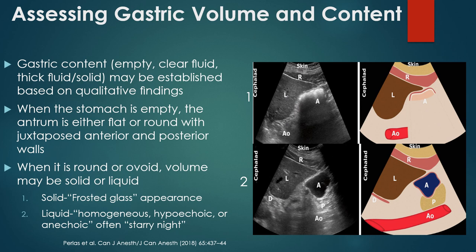So in assessing gastric volume and content, you can have empty, clear liquid, thick fluid, or solid. That can be established based on qualitative findings. With the stomach empty, the antrum's either flat or round with the juxtaposed anterior and posterior walls, like a bullseye. Sometimes the content can be solid or liquid. If it's solid, you get a frosted glass appearance because of acoustic shadowing and some of the artifacts that come along with ultrasound imaging. If it's liquid, it's pretty homogeneous, almost hypoechoic or anechoic, and often it's like a starry night.